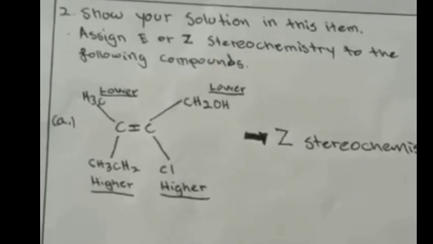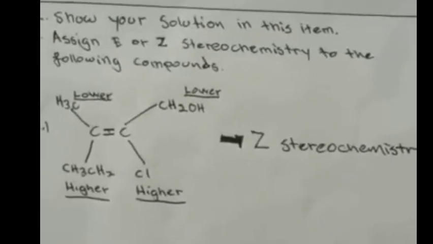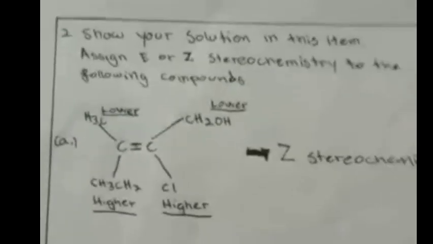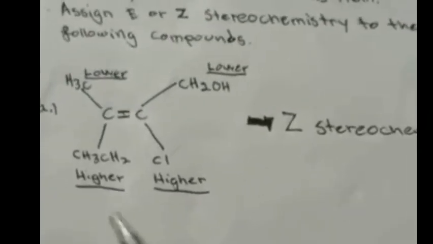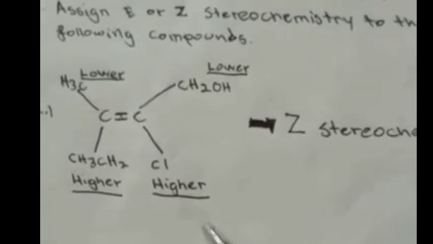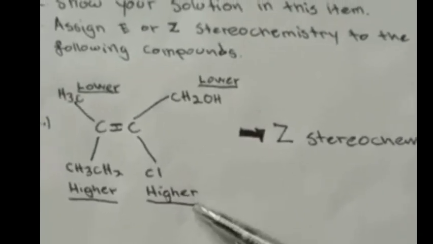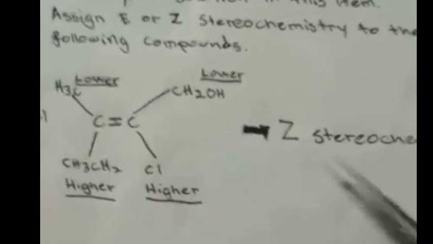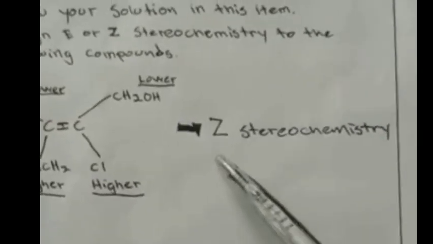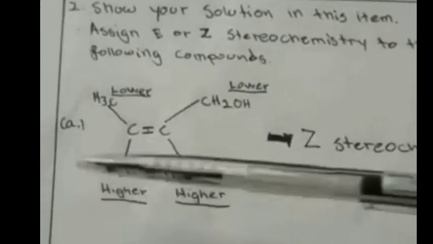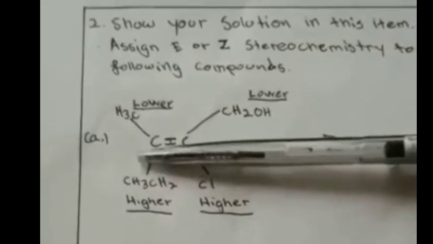So number 2, assign E or Z stereochemistry to the following compounds. So letter A, this is the higher and the higher because their atomic number is higher than carbon. So the answer of this is Z stereochemistry because they are on the same side.